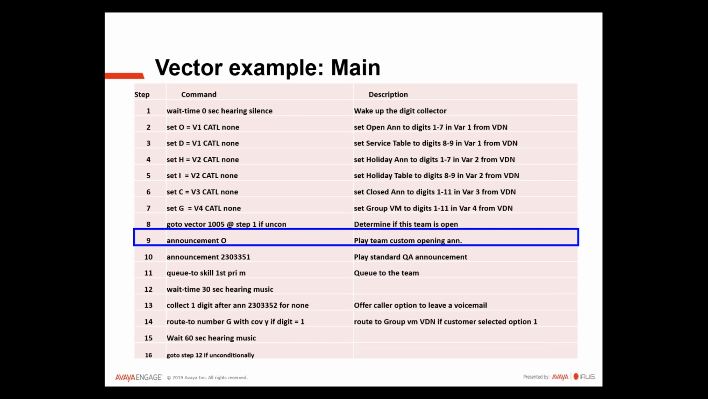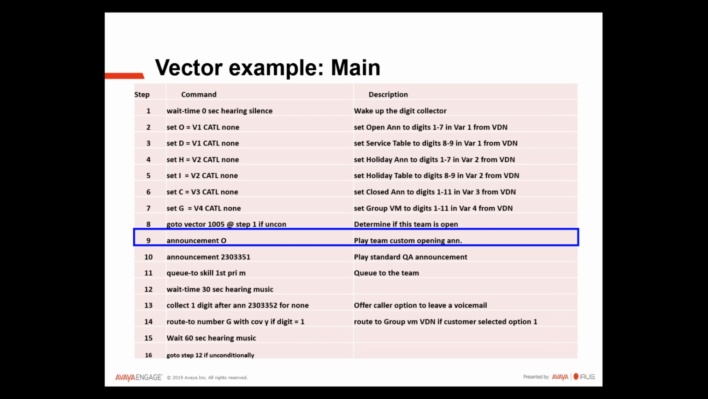So then we queue to the skill, and we can collect and announce digits for voicemail down here as we go through. Route to G, which is the group voicemail extension, if digits equaled 1. So then we've set G as V4. So we're going to go to V4 from the VDN page 3 screen and pull that announcement off and pull that extension out and then route to G. So this is where we can be very flexible on the VDNs to use all the same vector set, using different VDNs with all of that announcement put off there.